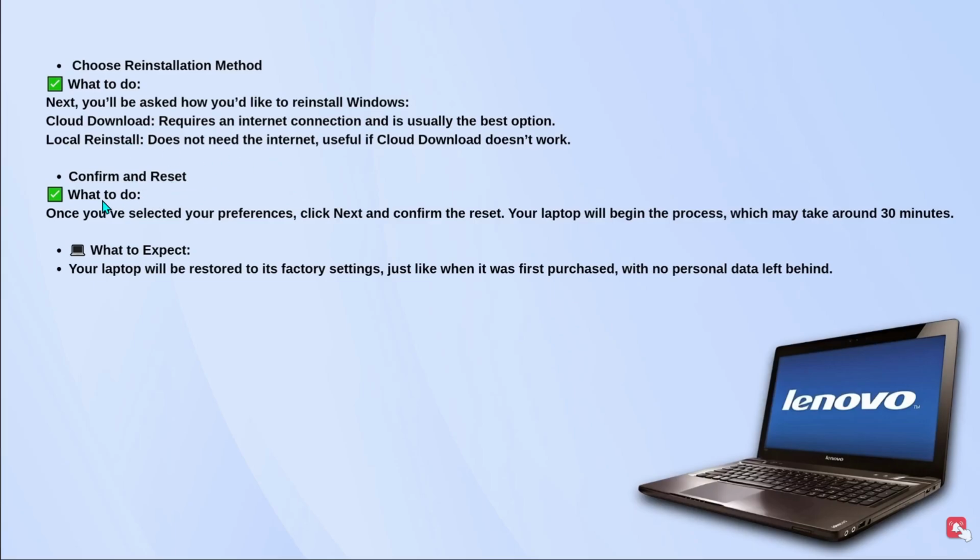The reset process will begin and typically takes around half an hour, though it can take longer depending on your system and files. When it's done, your Lenovo laptop will be restored to its original factory state, just like it was when you first unboxed it. All your personal data will be cleared and the system will be ready for a fresh start or for the next user. It's a simple, reliable way to make your laptop feel brand new again.